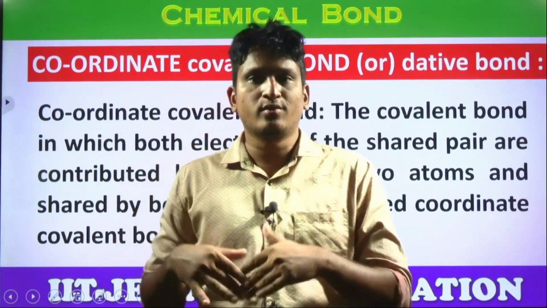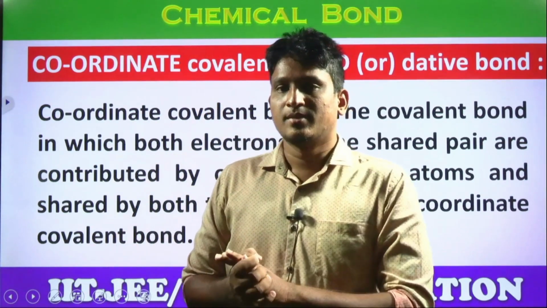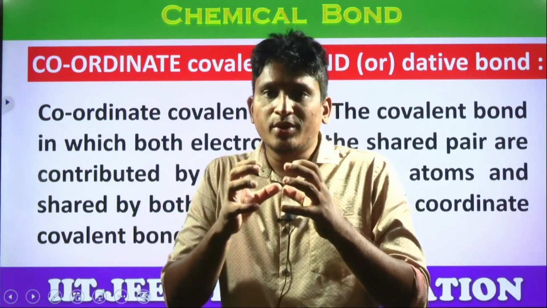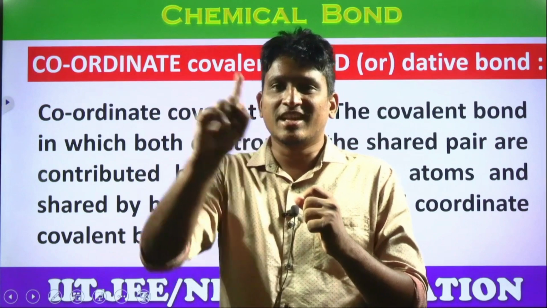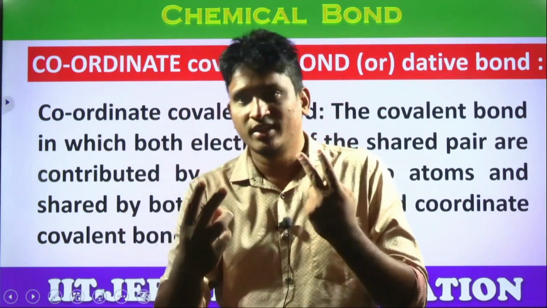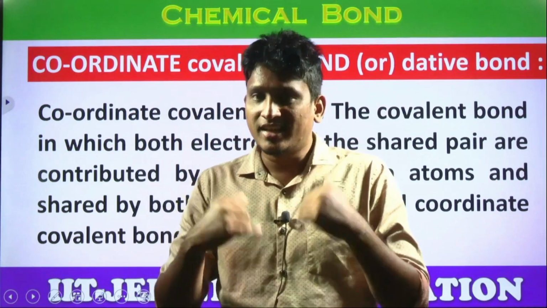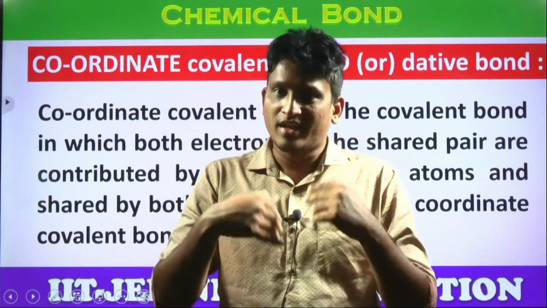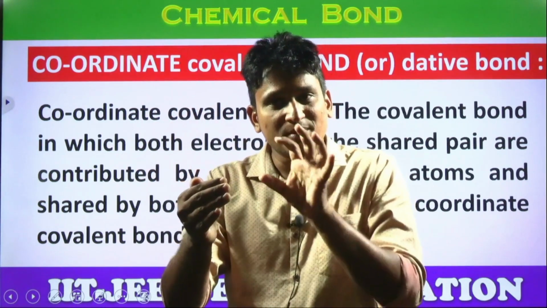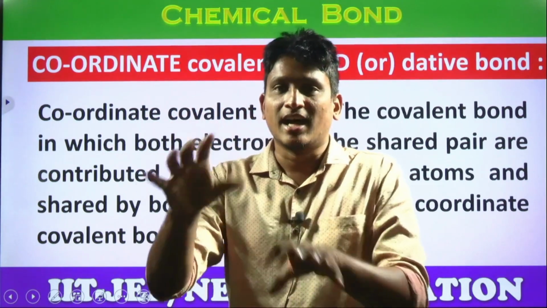But in the case of coordinate covalent bond, only one difference. The sharing pair of electrons is contributed by one atom only. In the case of covalent bond, both atoms contribute 1 and 1, 2 and 2, 3 and 3. But here 2 comes from this side only. That means if two elements are combining, only one atom is providing both sharing electrons.